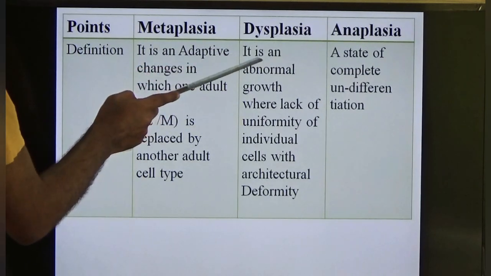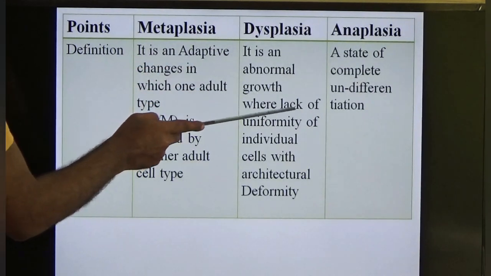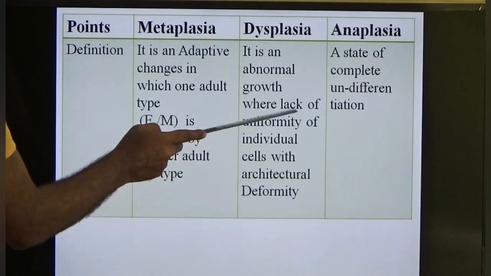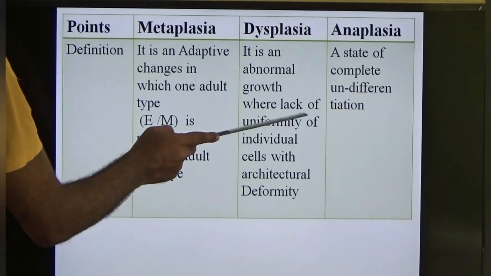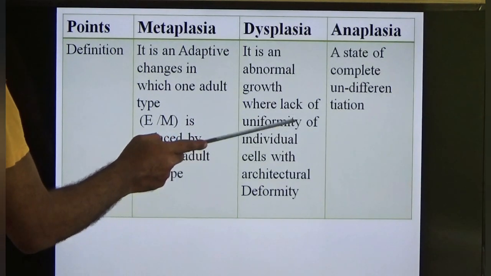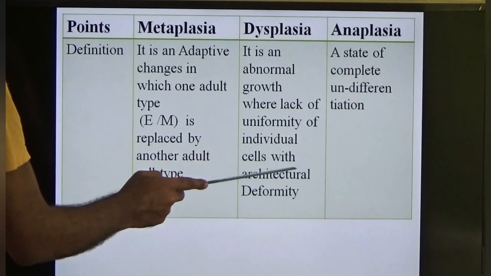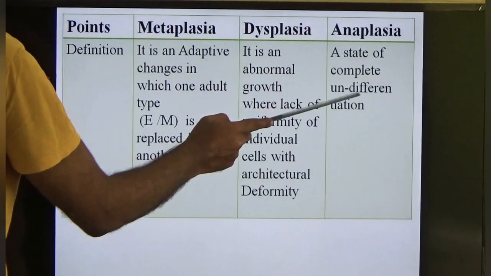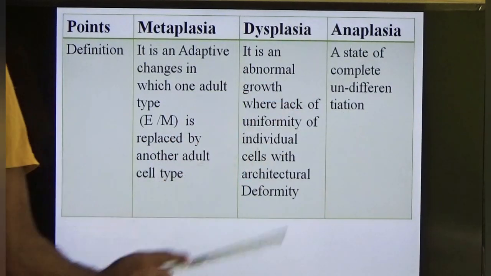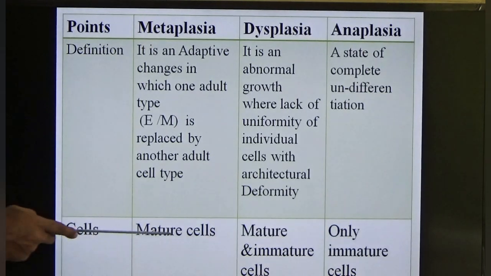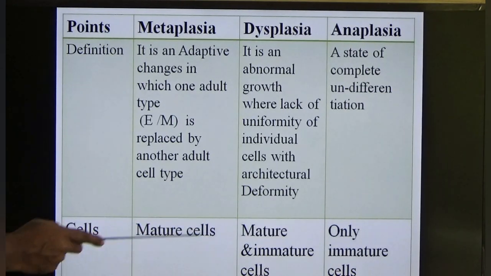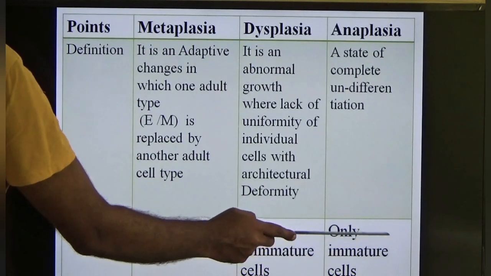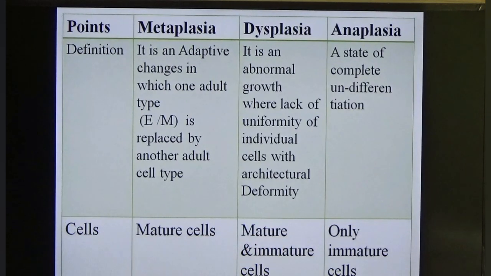Okay, what is dysplasia? It is an abnormal growth with lack of uniformity of the individual cells with architectural deformity. Simple understanding is the loss of basal polarity. That means cellular organization is totally lost, which leads to architectural deformity. Okay, what is anaplasia? The state of complete undifferentiation. The differentiation is not happening. In case of metaplasia, we can see the mature cells, and in case of dysplasia, you can see a combination of mature cells and immature cells, but in case of anaplasia, we can see the immature cells only.